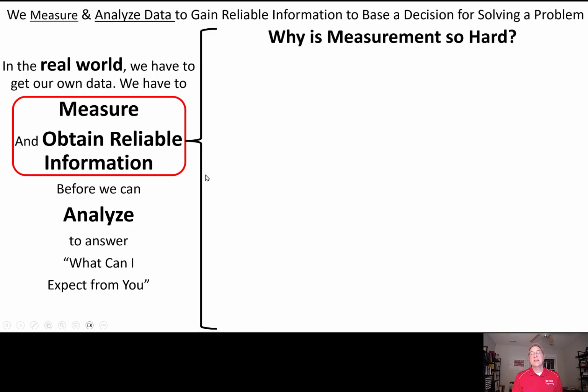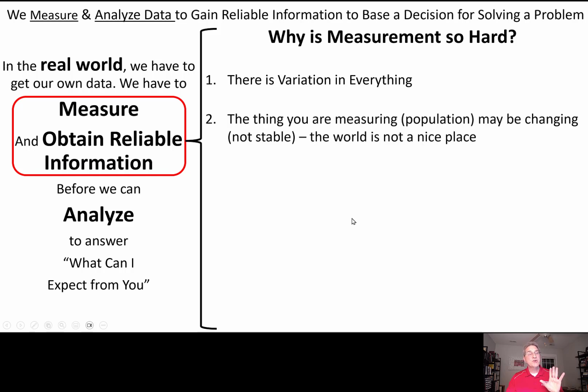Okay, so why is measurement so hard? Why is it so hard to answer those questions? There's really three reasons. Number one, there's variation in everything. We've seen that, and we're going to hit that just briefly. Number two, which is the biggest, is that the thing you're measuring, the population, might be changing. It might not be stable.